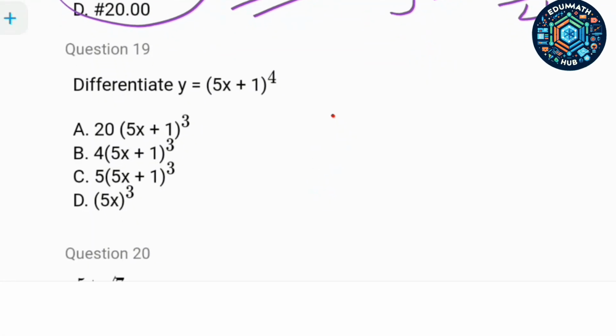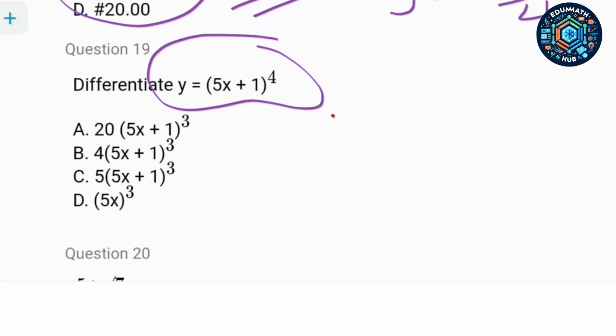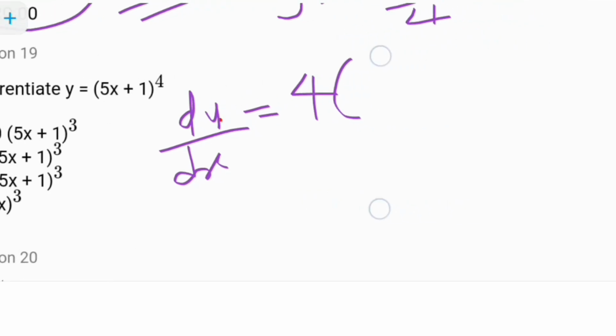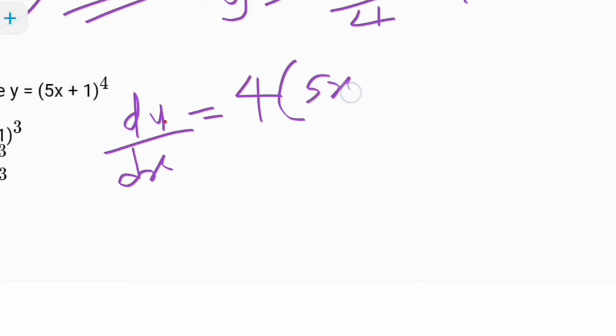Differentiate y equals (5x plus 1) raised to the power 4. If you want to differentiate this, it's very simple. The first thing to do is to bring this 4 to the front. This is like a function of a function. So your dy over dx will be equal to 4, then (5x plus 1), and you reduce the power by 1. So instead of writing 4 here, you reduce by 1. 4 minus 1 gives you 3. That means you have differentiated the main function.